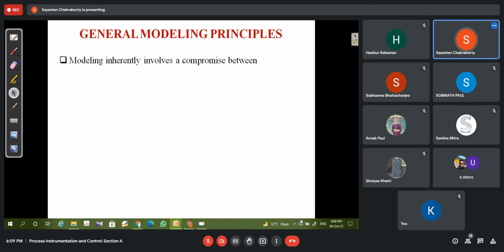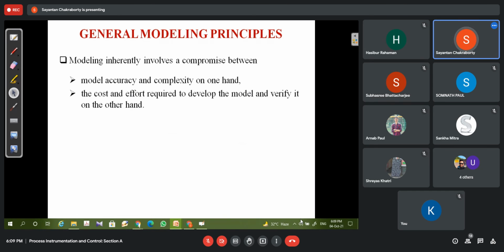So the modeling inherently involves a compromise. Compromise between what? The model accuracy and complexity. The model should be accurate enough but should not be too complex. So there is a trade-off between these two. And next is the cost and effort required to develop the model and verify it on the other hand. And cost and effort doesn't only mean economic cost, also the effort put up by the engineer to model.